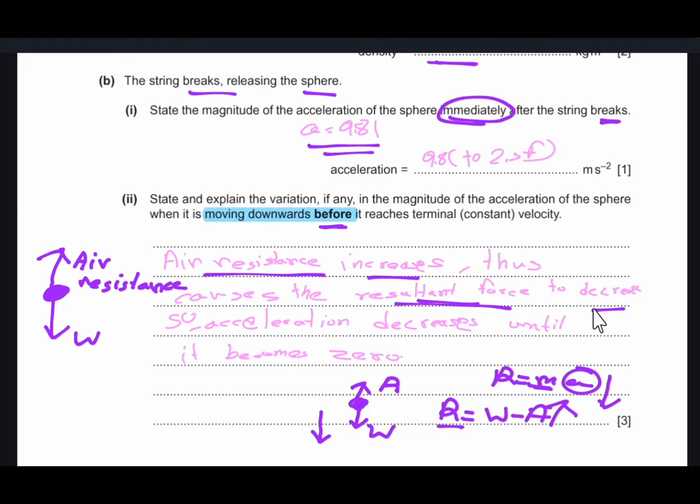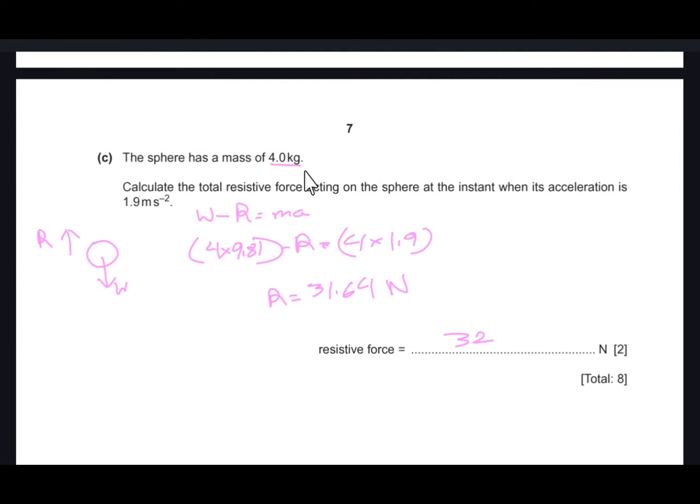Air resistance increases due to the increase in speed. This causes the resultant force to decrease. And so as resultant force decreases, acceleration also decreases until it becomes 0. That means the object would move with a terminal velocity where acceleration is 0. The sphere has a mass of 4 kg.